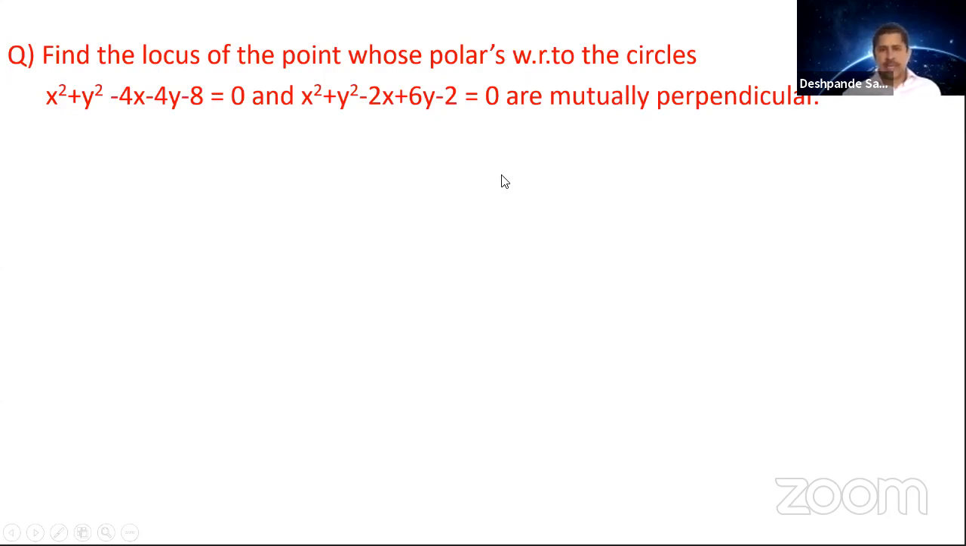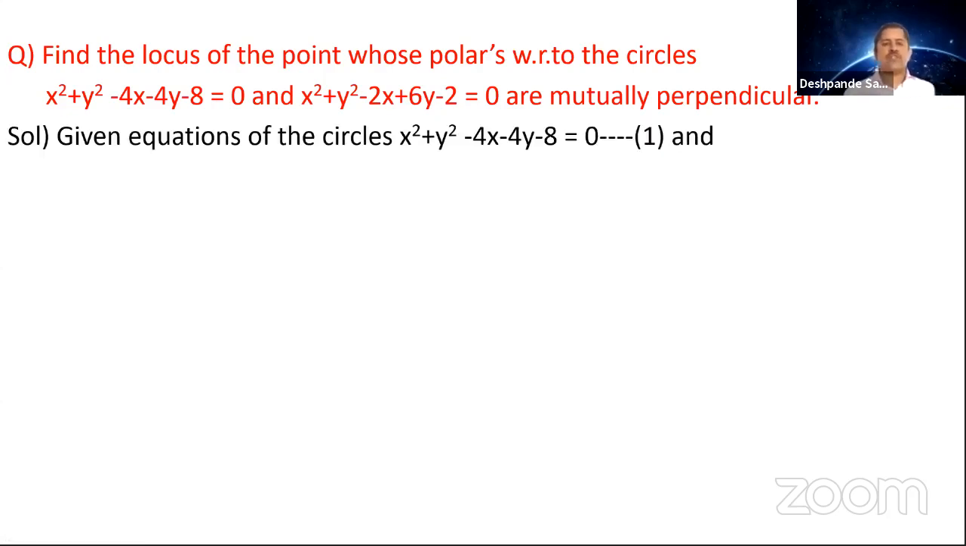Whenever they are mutually perpendicular, you are going to find the locus of the points whose polars are perpendicular. So you take a general point, as the point is variable here. You take the point as x1, y1. From x1, y1, you find the polar of the first circle. Then from the same point, you find the polar of the second circle. Then you take the condition that the polars are mutually perpendicular.